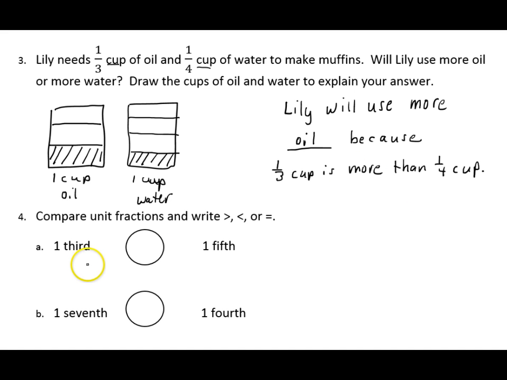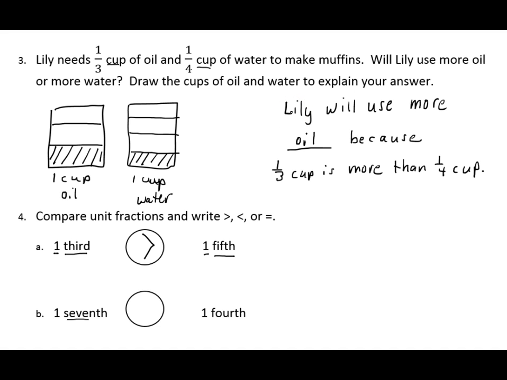And my last question asks me to compare the fractions by looking at their unit forms. Like we said earlier, if a whole is divided into a smaller number of pieces, that means that those pieces will be bigger than if it's divided into a greater number of pieces. So if I have a whole cut into 3 pieces, each piece is going to be bigger than if I had a whole cut into 5 pieces. So 1/3 is greater than 1/5.